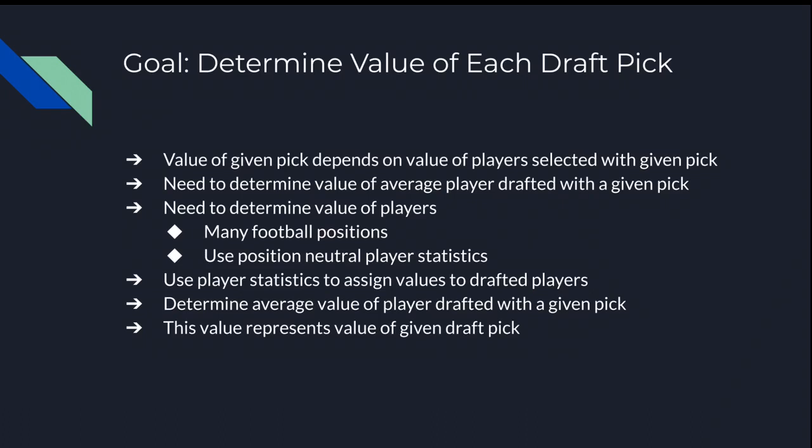In the NFL, there are many positions, so our valuation of players should be position neutral since every position is important. Therefore, in order to value players, we should use position neutral statistics on those players. This means that we can use position neutral player statistics to assign values to players that are drafted. We can then determine the average value of the players drafted with a given pick. This value can then represent the value of a given draft pick.